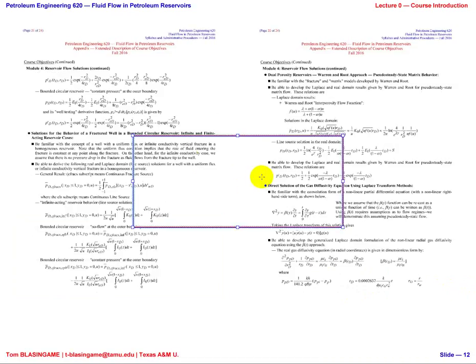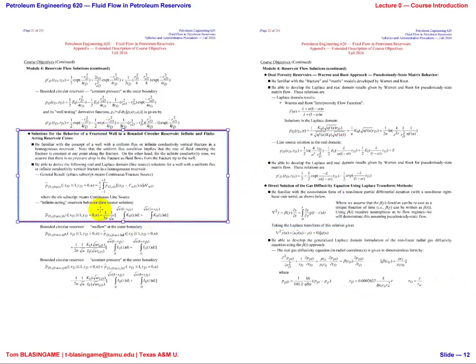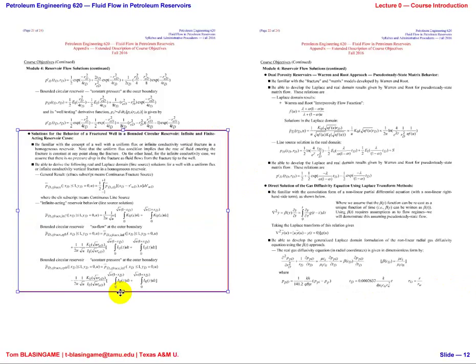I'm going to jump ahead real quick just to sort of give you some guidance. Next, we'll solve the solution for a fractured well, and it's going to be similar to the solution for a radial flow case. If you were stranded on a desert island and you needed to create a solution for a fractured well, but all you had was a solution for a vertical well, how would you create a solution for a fractured well?